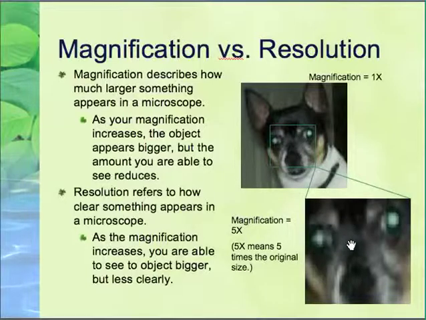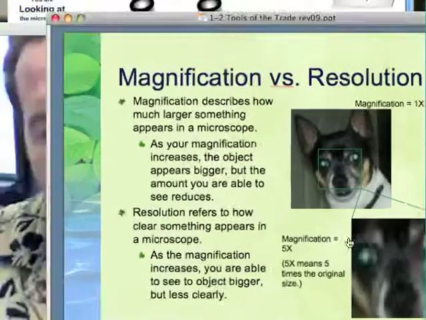Now, what I have also done is I have reduced its resolution, meaning how clear it appears. You see, as I go up in magnification, usually my resolution starts to decline because I'm making something appear bigger. Then I have to start fine-tuning the picture. Now, the good thing about microscopes is that we can control both magnification and, to some degree, resolution. That's why we have adjustment knobs.